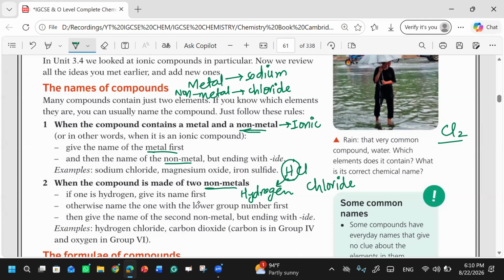So when the compound is made of two nonmetals, if one is hydrogen, give it the name first. Hydrogen will be given the first name. Otherwise, name the one with the lower group number first. This is very important.